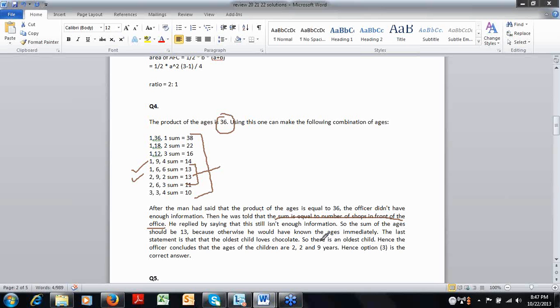Again, the next statement is that the oldest child loves chocolate. So there has to be an oldest child. In this case, there cannot be an oldest child because there are two oldest children, with ages 6 and 6. Here, there can be an oldest child, who is 9 years. So we'll take this option and we'll go ahead and mark option number 3. Hope you guys are okay with it now.